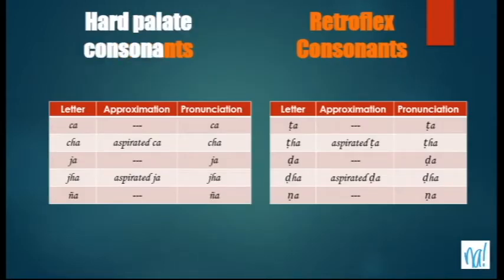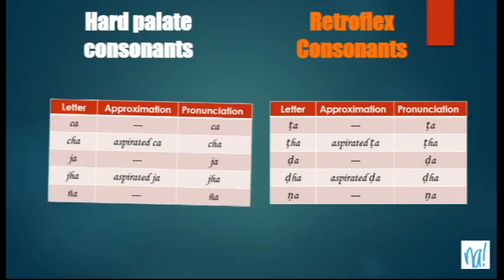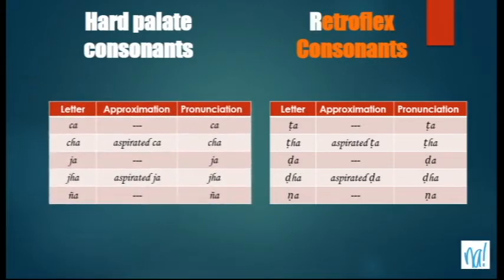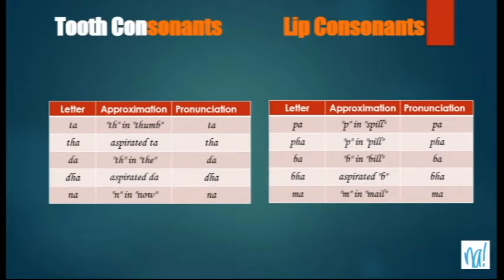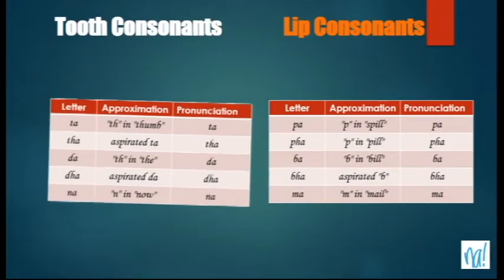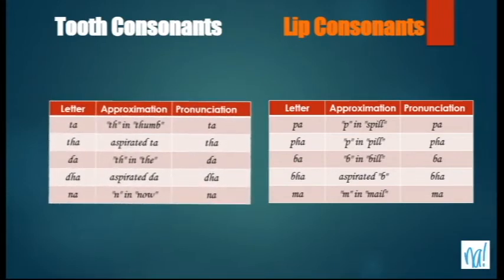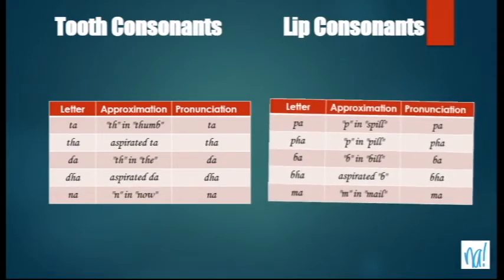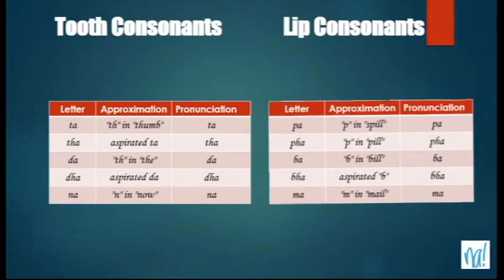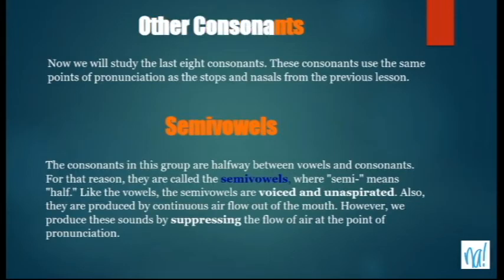Hard palate consonants: cha, chha, ja, jha, nya. Retroflex consonants: ṭa, ṭha, ḍa, ḍha, ṇa. Tooth consonants: ta, tha, da, dha, na. Lip consonants: pa, pha, ba, bha, ma.